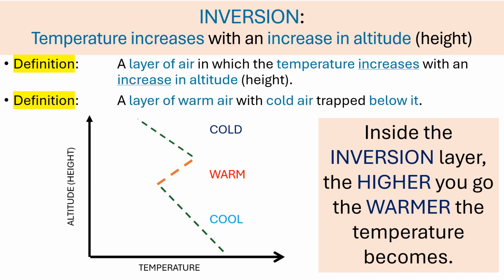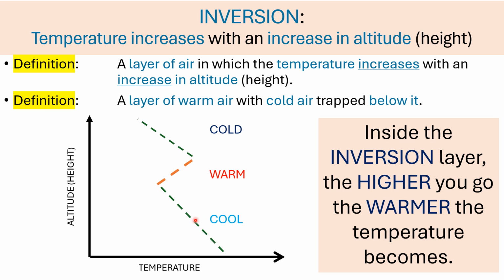However, during an inversion, the normal conditions are reversed. If under normal conditions, temperature decreases with an increase in altitude, inside an inversion layer, the temperature increases with an increase in altitude. In simple terms, inside the inversion layer, the higher you travel into that inversion layer, the warmer the temperatures become.